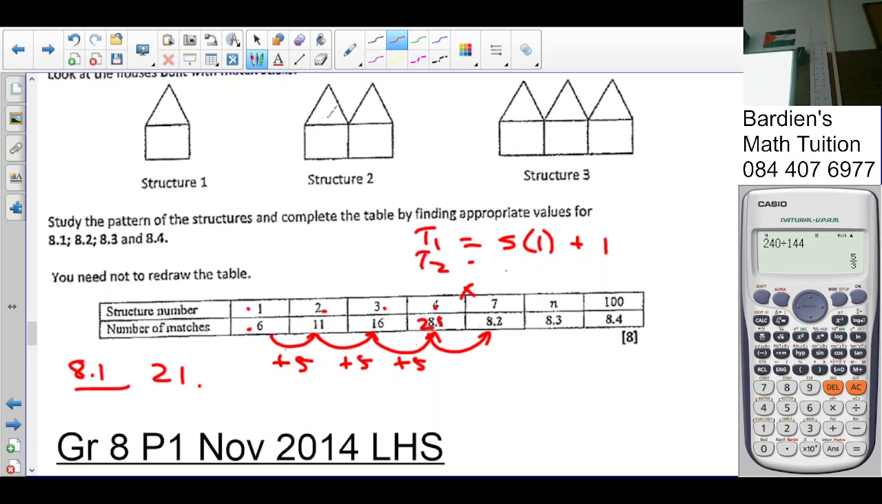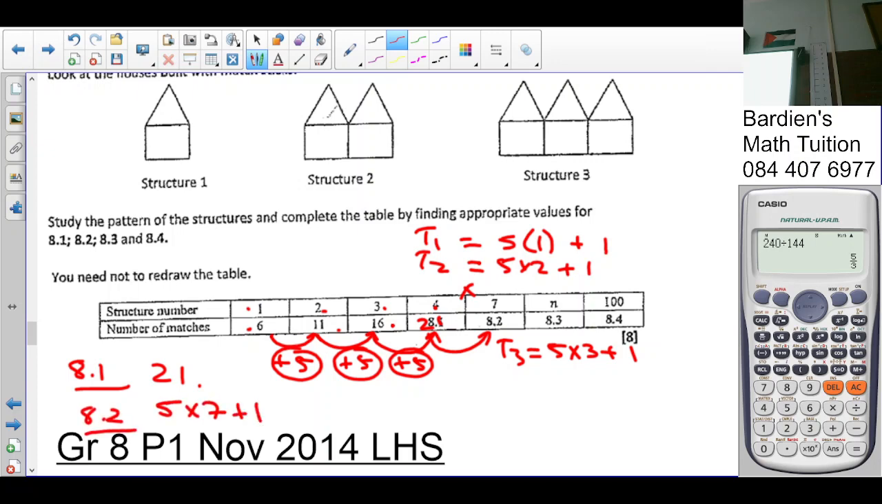For structure 2 it is 2 times 5, or 5 times 2. How do I know it's 5? Because I'm getting that 5 from here. So it's 5 times 2, and 5 times 2 is 10, but there is 11. So I'm adding 1 again. For term 3, the same thing. So it's 5 times 3 plus 1, which is 15 plus 1 is 16. So how would I work it out for term 7? It's going to be 5 times 7 plus 1. 5 times 7 is 35, plus 1 is 36.